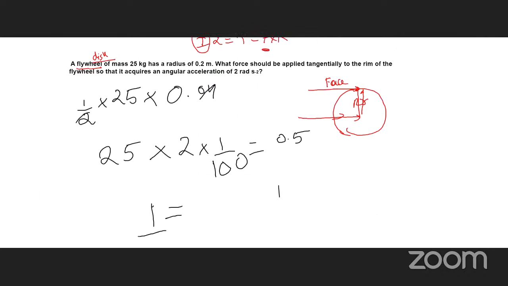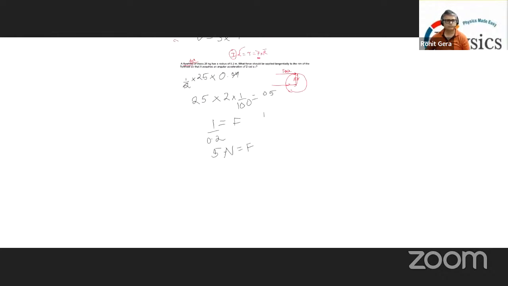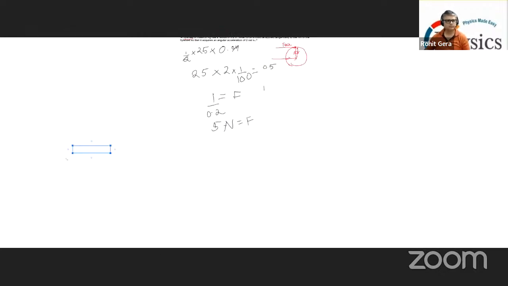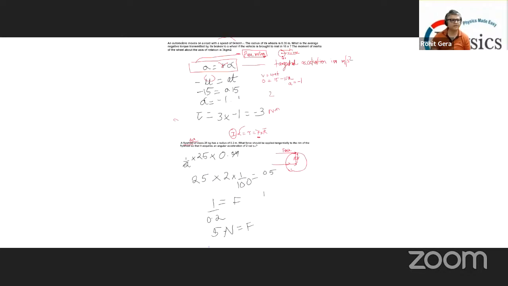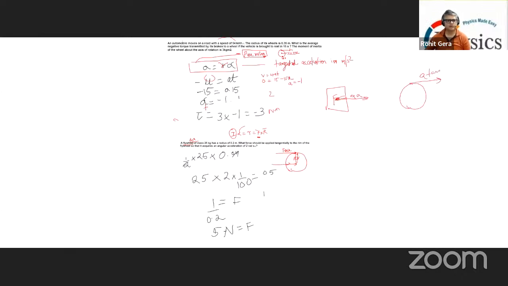1 by 0.2. 5 न्यूटन. The acceleration was tangential, remember. ठीक है. It was not वो वाली F is equal to ma, जो सेंटर ऑफ मास पे, ये टेंजेंशियल है on a rigid body. a at the tangent. Next.